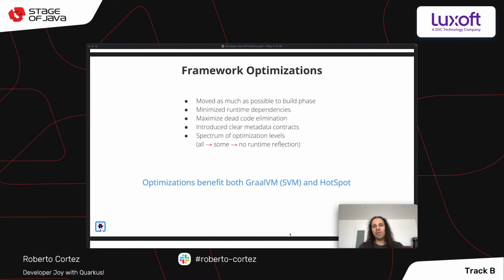So as a summary over here, as optimizations, we move as much time as possible to the build phase. This allows also to minimize the runtime dependencies. So remember the first couple of slides where we have all of those things that we have to load on the JVM. So it means that there is less things to load on the JVM. We also maximize that code elimination by removing pieces of the app that we know are not going to be executed. So that also slims things a little bit. And these optimizations are going to benefit both GraalVM and Hotspot. So I'm going to go into GraalVM in a bit. But GraalVM is the thing that also allows us to run things into native.